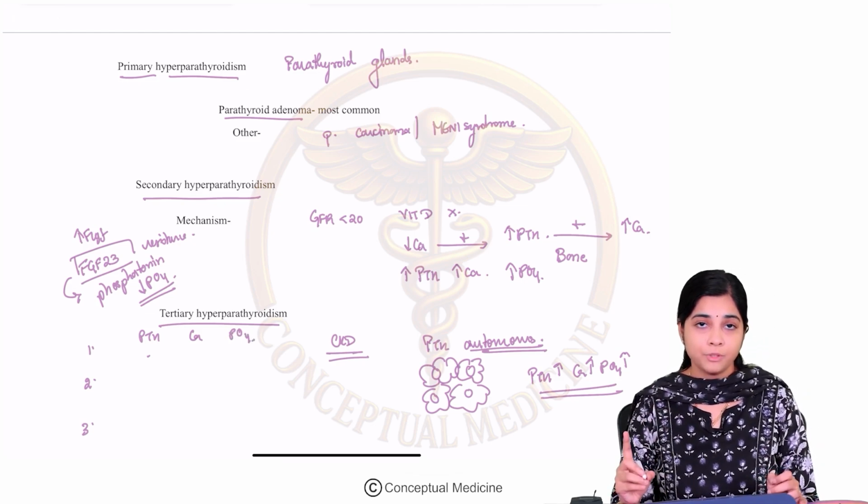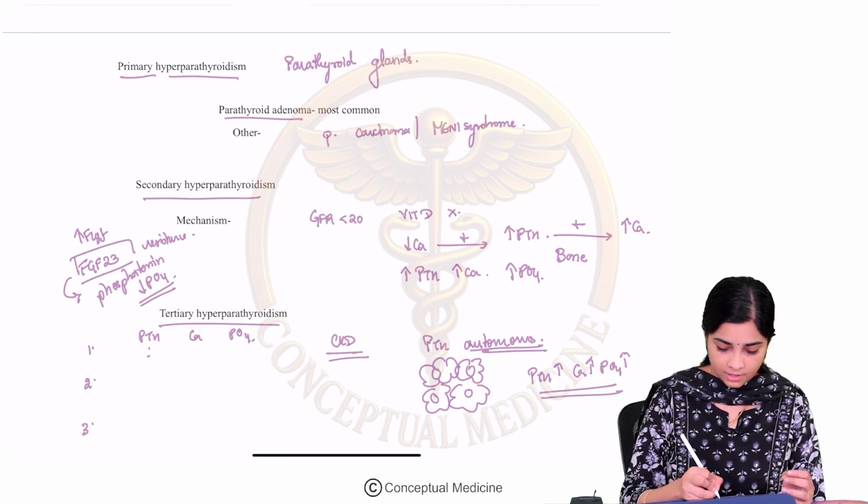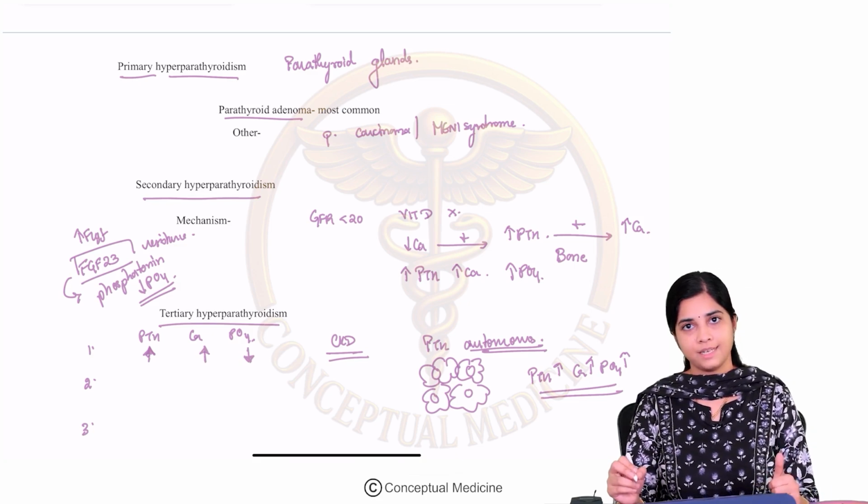So in your primary hyperparathyroidism, the PTH is causing the problem. It is produced from the parathyroid gland. So there is increased PTH. This increased PTH is going to cause increased serum levels of calcium and it causes excretion of phosphorus. So there is decreased phosphorus.